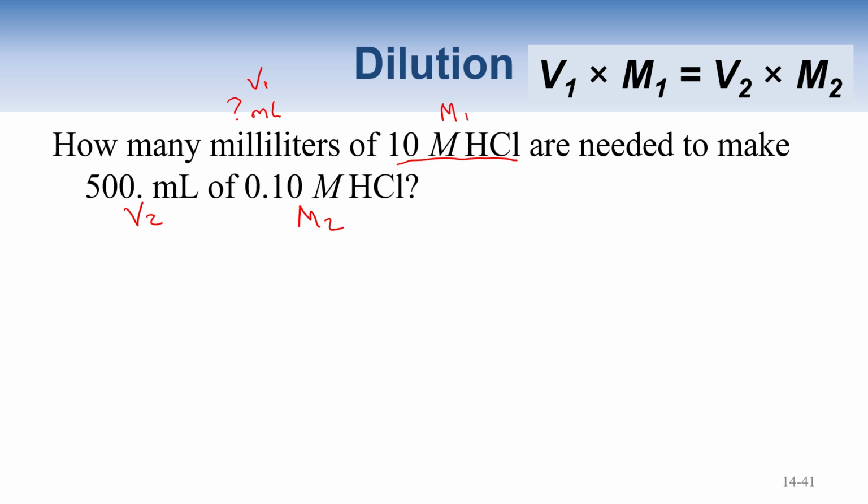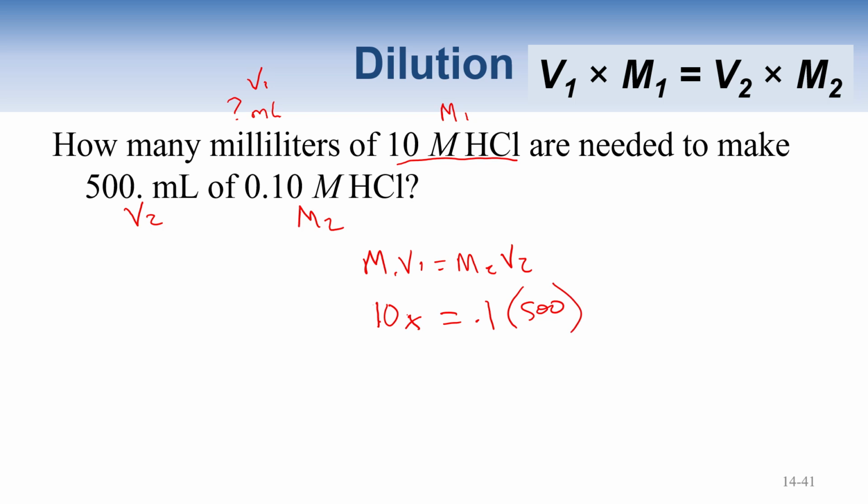So we're going to put this into our equation. M1V1 equals M2V2. And they just flip-flop the variables, same concept here. So we're starting with 10 times x, because we don't know what that is. We're going to set that equal to 0.1 times 500.